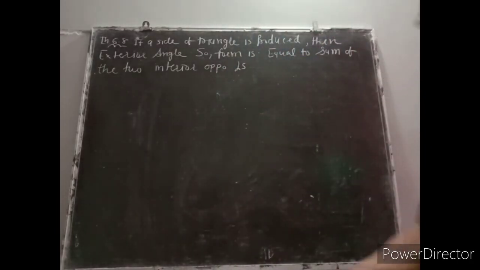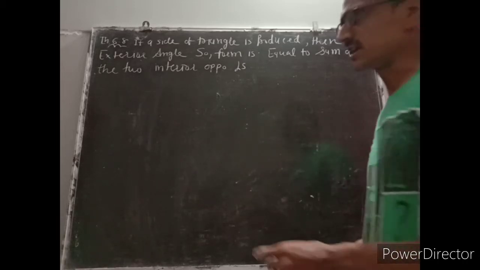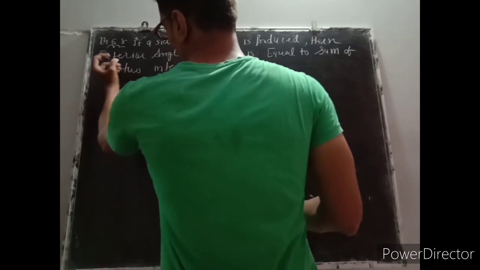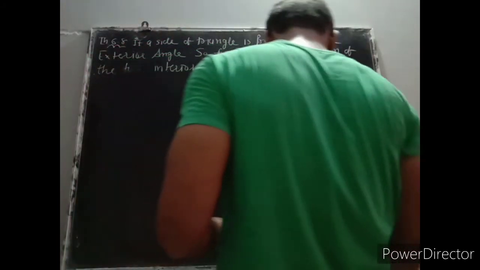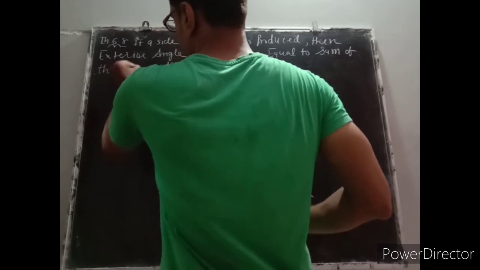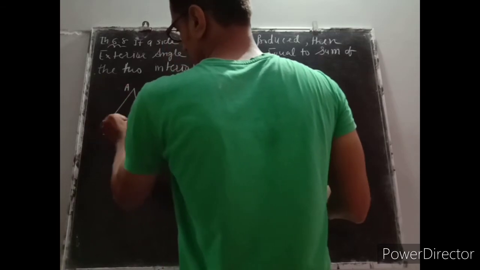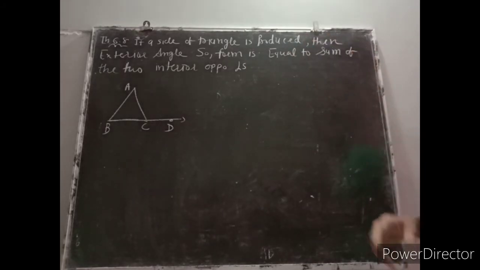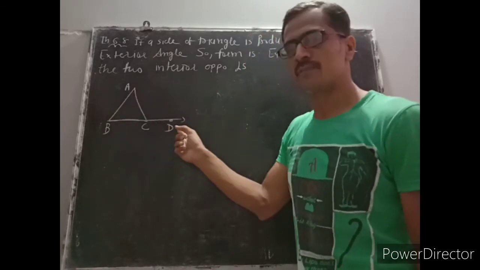Look, it is just a statement which you have to remember. If a side of a triangle is produced, then the exterior angle so formed is equal to the sum of the two interior opposite angles. Let me explain. Suppose a triangle ABC. If we have triangle ABC, what is written: if a side of a triangle is produced, what does that mean? Extend. So I have produced side BC of this triangle up to D.